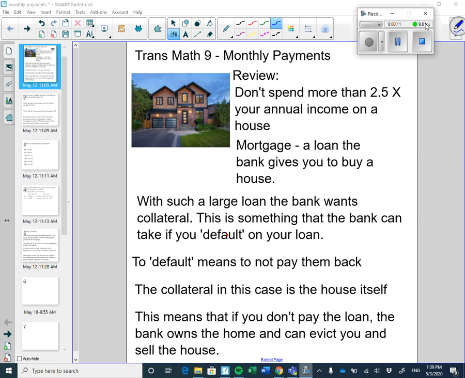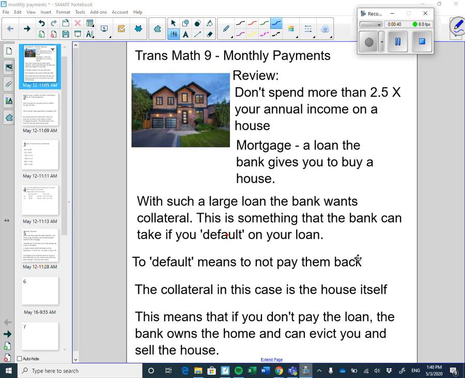First of all, I think somewhere along the line, not really sure actually where, we mentioned that you should not spend more than 2.5 times your annual income on a house. A mortgage is defined as a loan that the bank gives you to buy a house. And again, with such a large loan, the bank wants collateral. This is something that the bank can take if you default on your loan. And of course, as we talked about before, the default means to not pay them back or to miss some payments. The collateral in this case is the house itself.